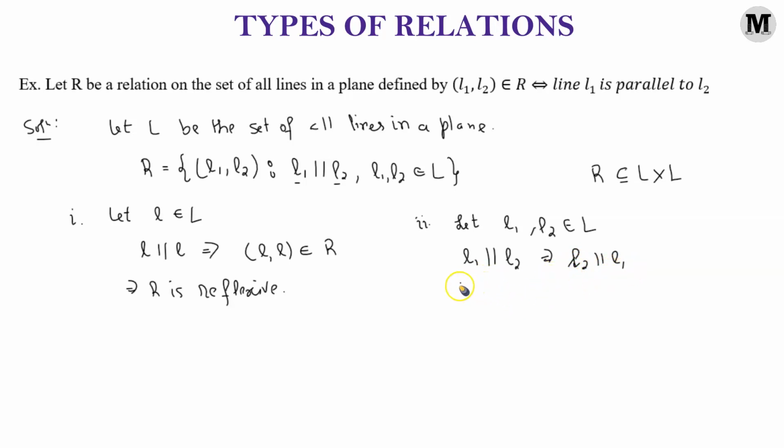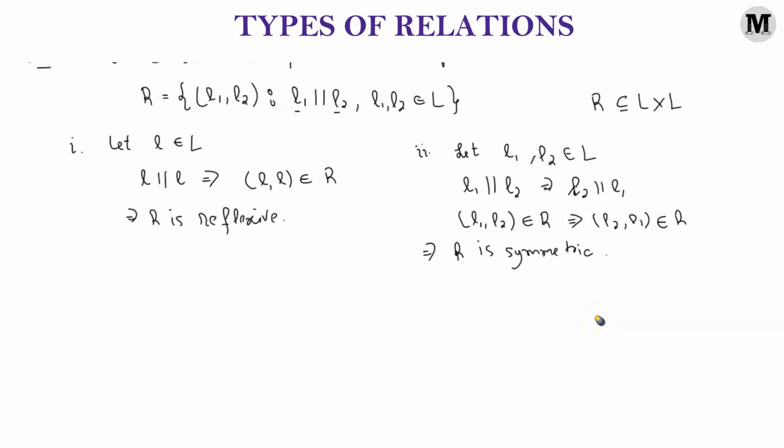Now what does it tell us? This tells us that if the ordered pair (L1, L2) belongs to the relation R, then (L2, L1) also belongs to the same relation R. Now this simply tells us that R is symmetric in nature. This is a symmetric relation. Okay, it's a symmetric relation. And then finally coming to the third one.